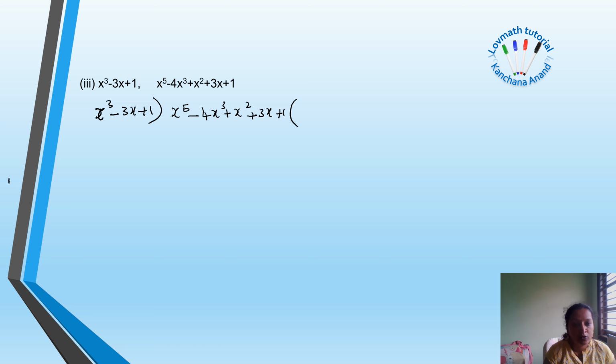Now to divide the first three terms of the second polynomial, we have to multiply the first polynomial by x square. So x square into x cube is x to the power of 5, and x square into minus 3x is minus 3x cube, and x square into plus 1 is plus x square.